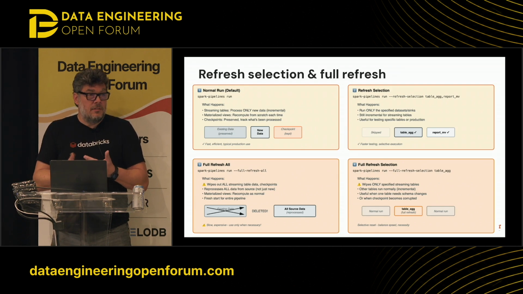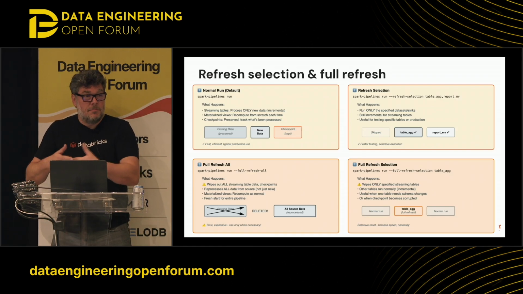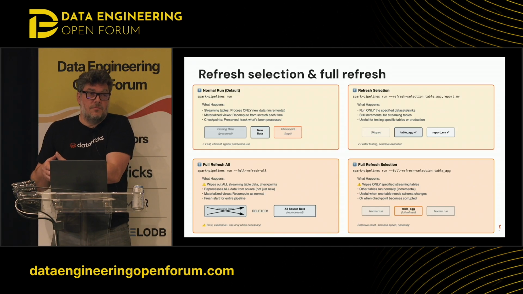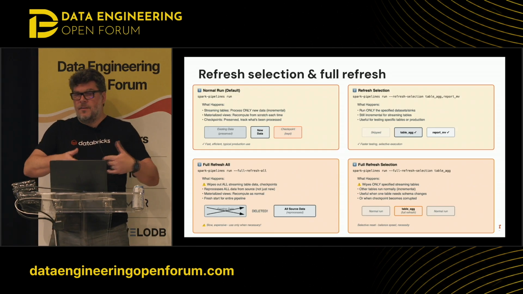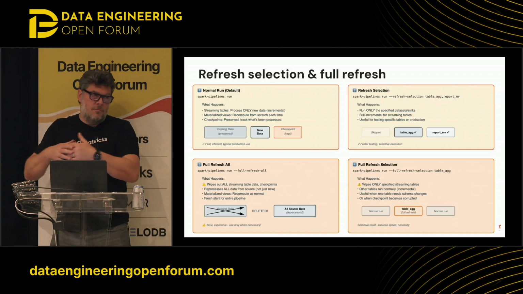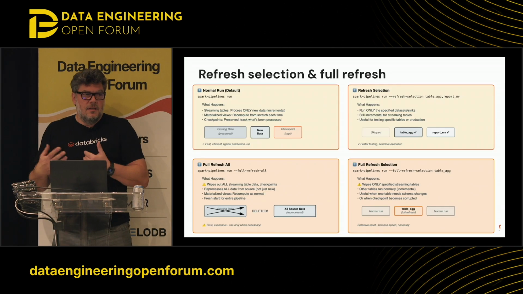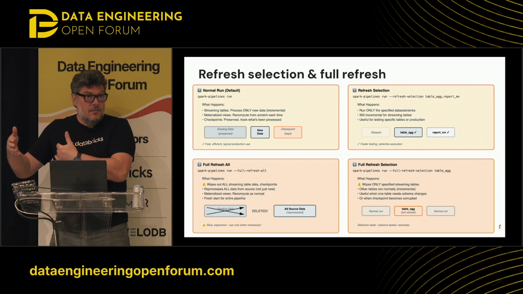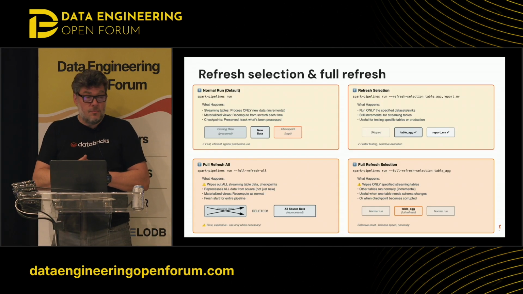Now, sometimes, especially during development, you may only want to run a subset of the pipeline because your first 5 data sets are ready and you're working on the 6th one, right? And now you really only need to test that one. And so you can give a refresh selection, and that refresh selection says which data sets or which flows should actually be executed. And then it only runs that subset.